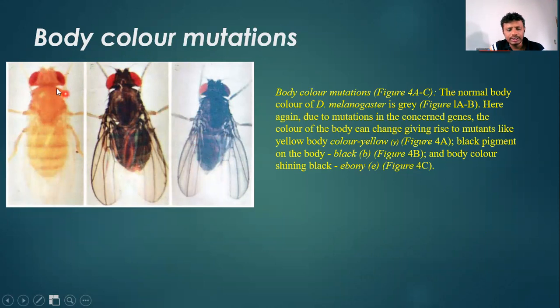White eye is there, and it is white eye in the same way. Sometimes paleness is observed in the body also, but most importantly we go with yellow body and sepia body and the black body. Okay, ebony body can be observed. So these are the types of mutants which we have in our labs, which can be used for crossing and finding the results.